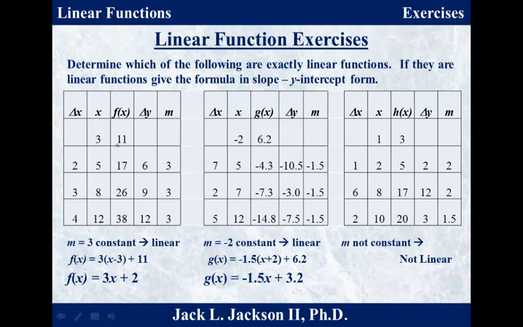I use the first point, 3, 11, use the point slope formula to figure this, write this down. f of x equals 3 times parentheses x minus the 3 plus the 11. Distribute, and we get 3x minus 9 plus 11 reduces to 3x plus 2. So f of x equals 3x plus 2 is the slope y-intercept form. And you could check that out and make sure that this works.